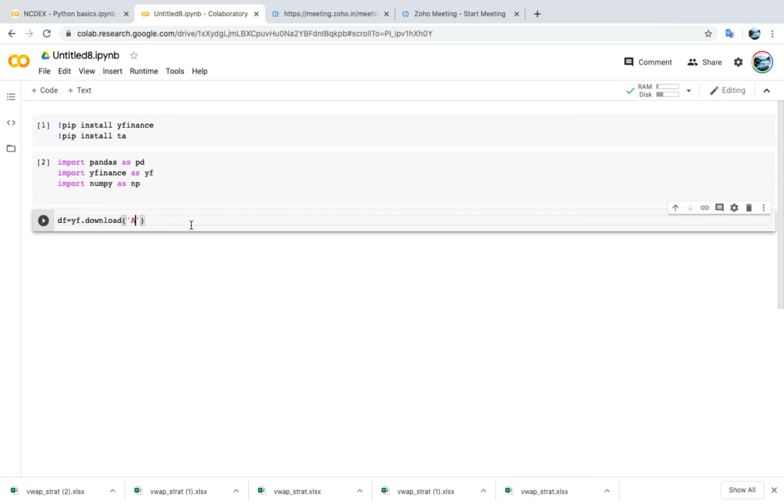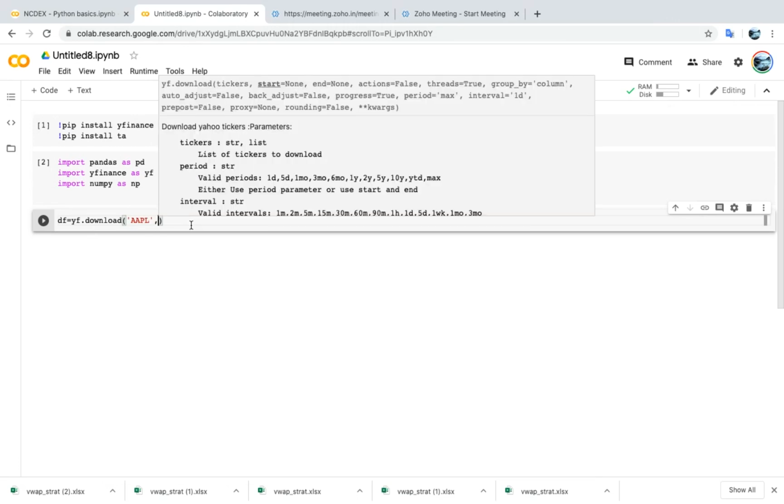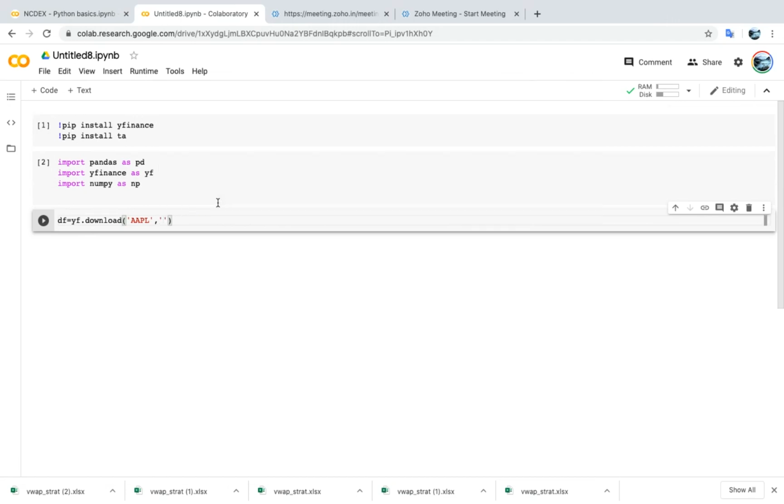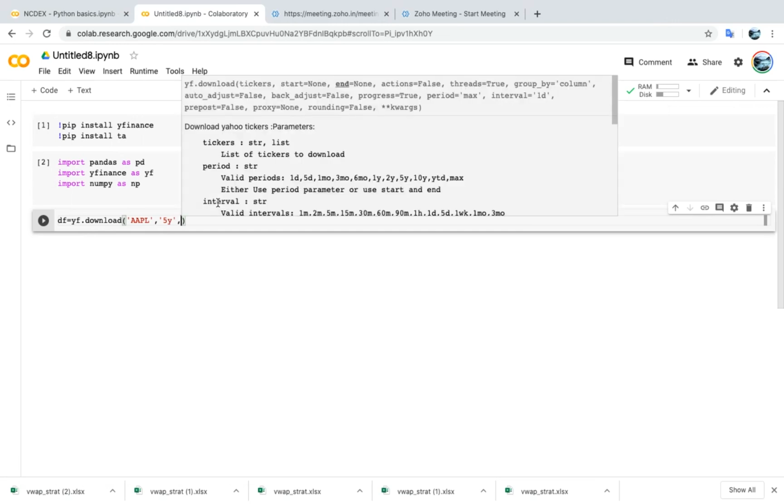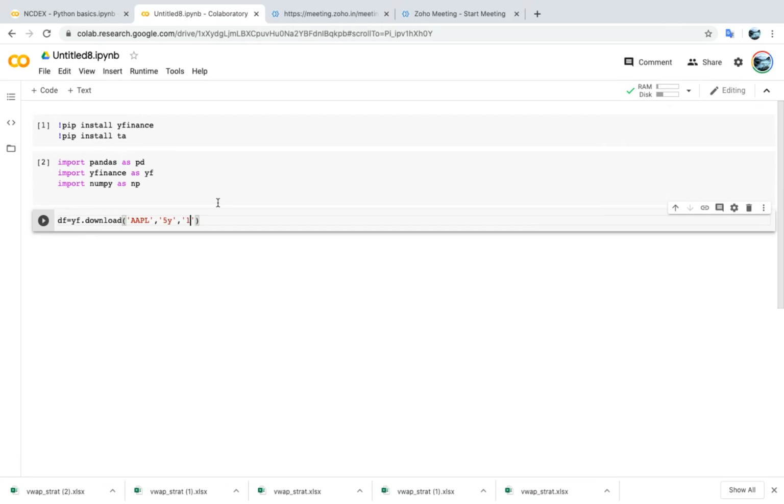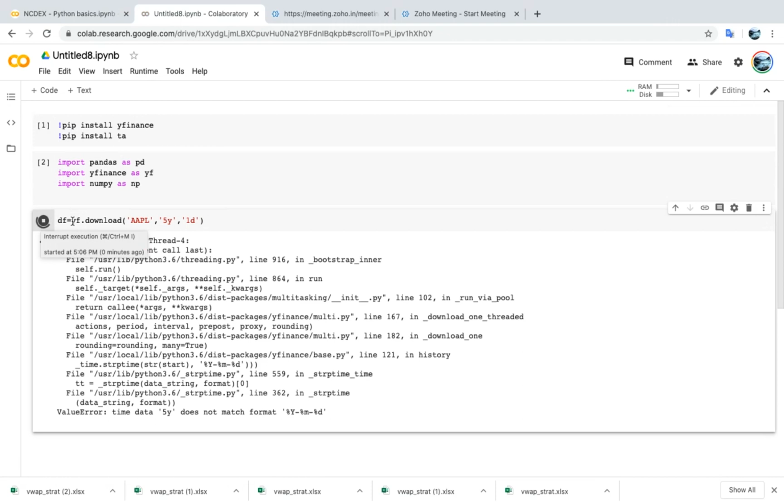We'll take the same stock we took yesterday, Apple. Next, it is showing start. We have to give the start, and either we can give start and end, or we can give ticker, period and interval. We are more comfortable with period, so we'll give period here. It's 5 years. Next is interval. Interval we will give 1 day. Oh, it's giving me an error.